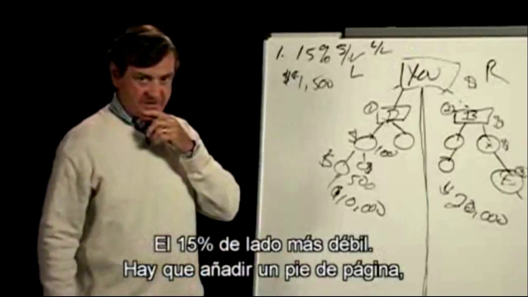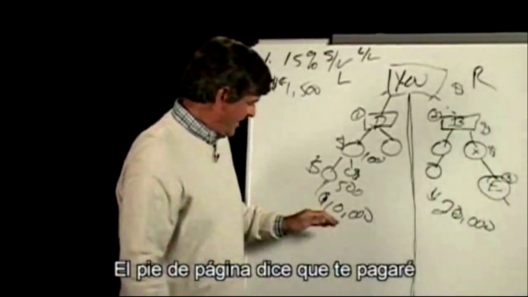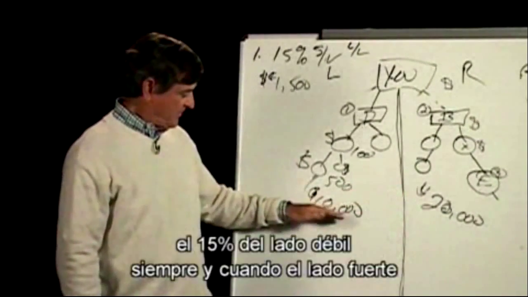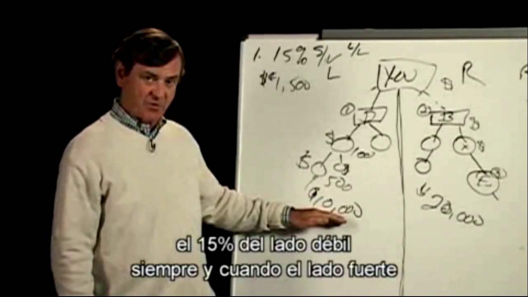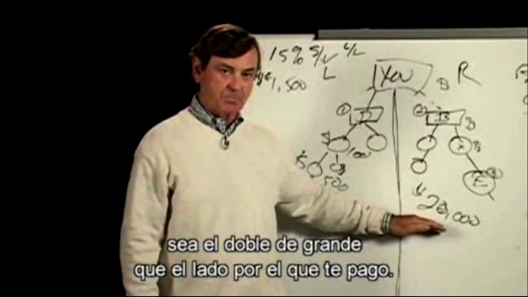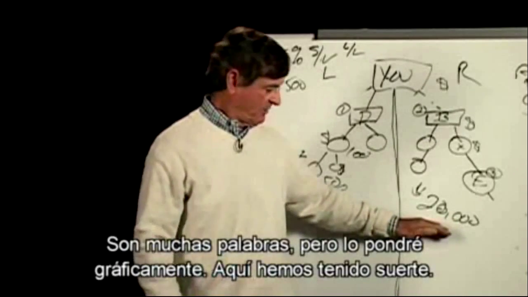Now there's only one footnote to that, and the footnote is very important. The footnote is that I'm going to pay you 15% of the lesser leg every week as long as the stronger leg is twice as big as the number that I pay you on. A lot of words, but let me show you graphically.